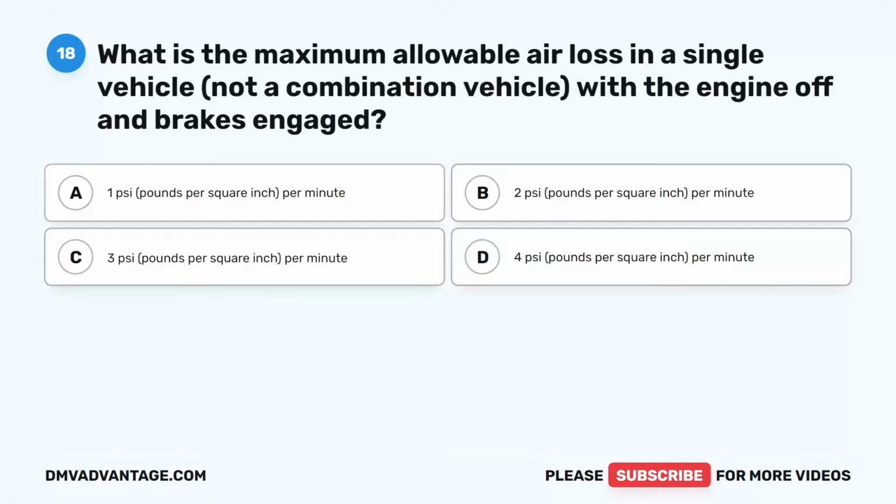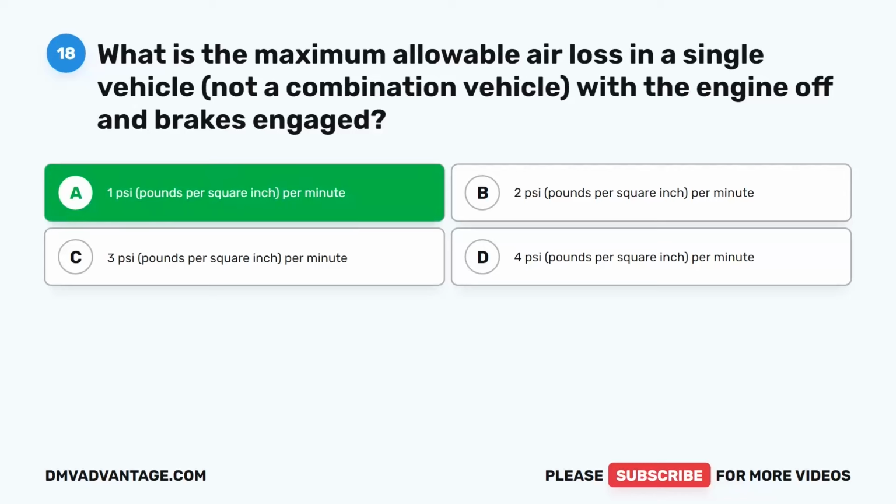Question 18. What is the maximum allowable air loss in a single vehicle, not a combination vehicle, with the engine off and brakes engaged? A. 1 psi, pounds per square inch, per minute. B. 2 psi per minute. C. 3 psi per minute. D. 4 psi per minute. The correct answer is A. 1 psi per minute.